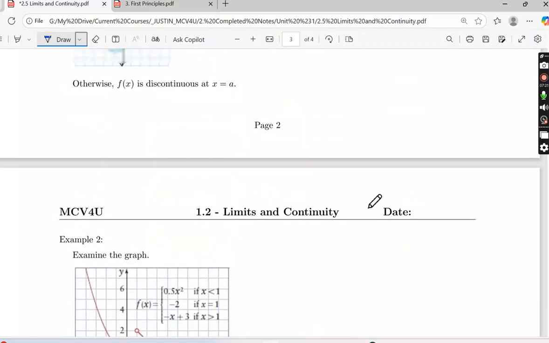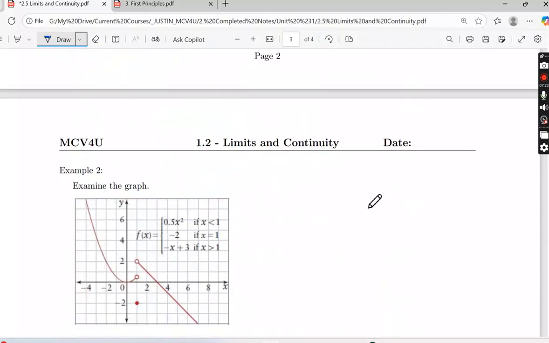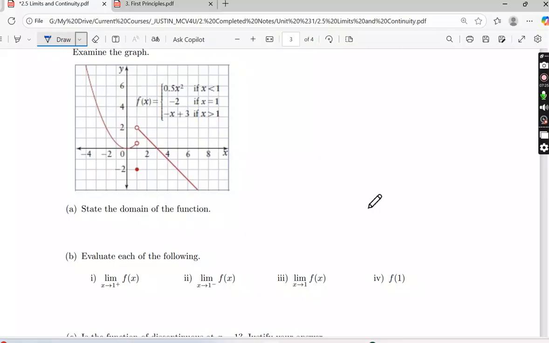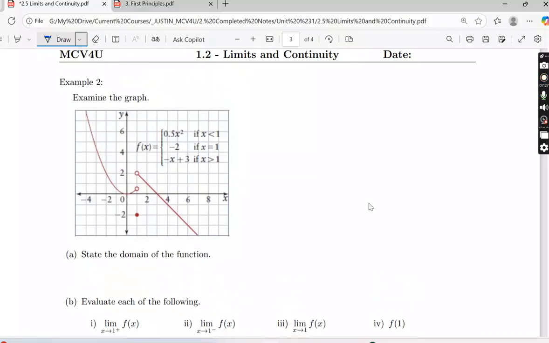So let's take a look at example 2. Examine the graph. State the domain of the function. So the domain is, well, there's no restriction. The domain is x is an element of the real numbers. So x can be anything you want.